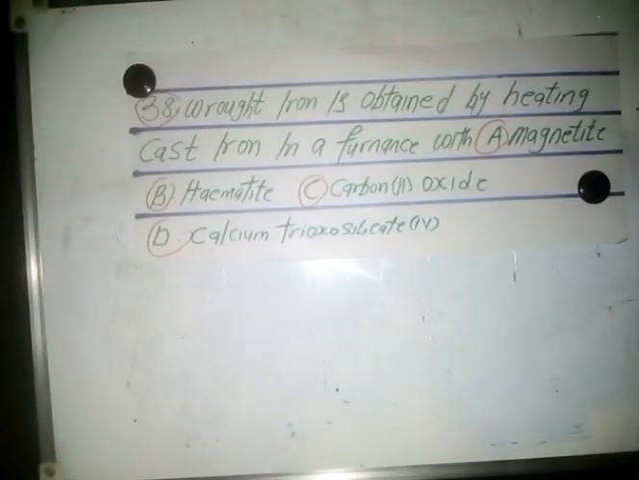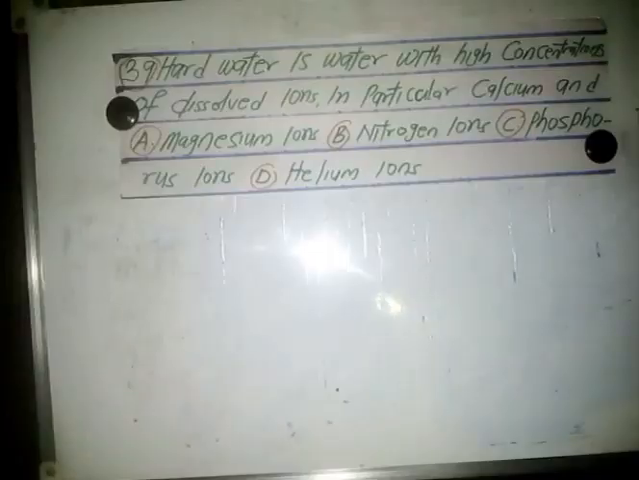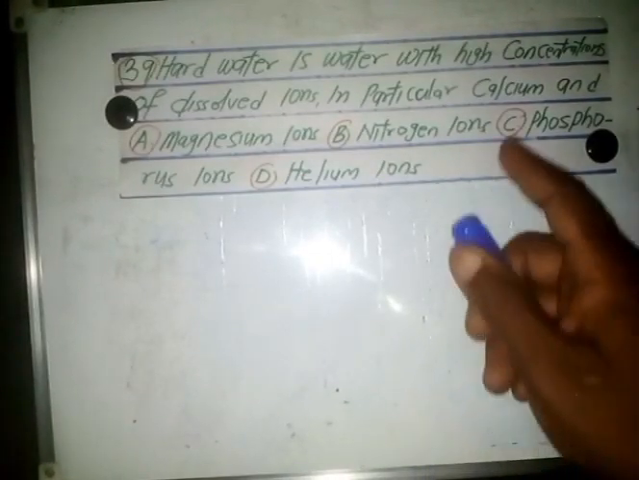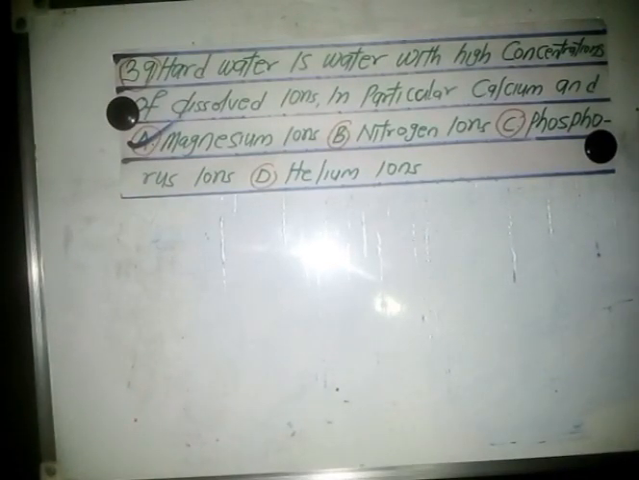Wrought iron is obtained by heating cast iron in a furnace with hematite. So this question, the answer is hematite. Hard water is water with high concentration of dissolved ions, in particular calcium, and so your answer is A. Calcium and magnesium make water hard.